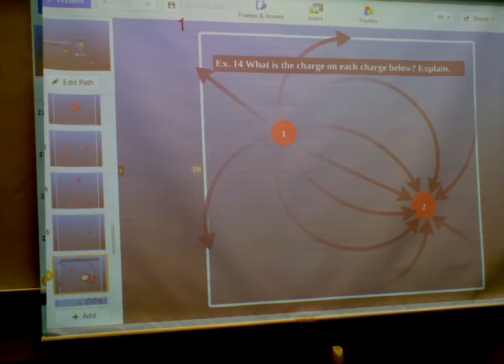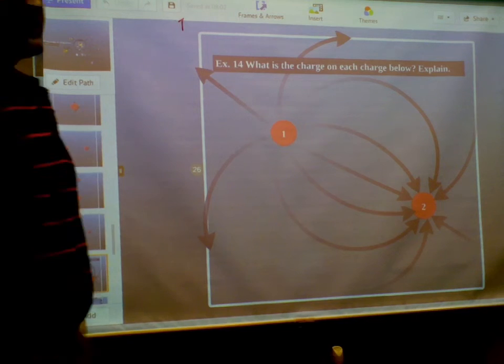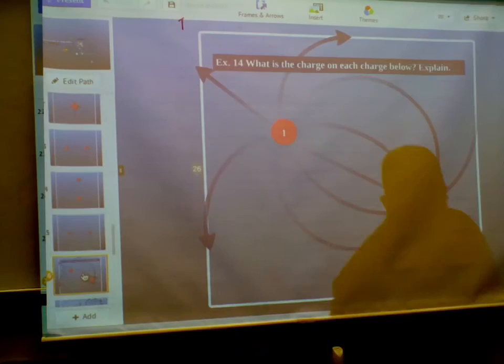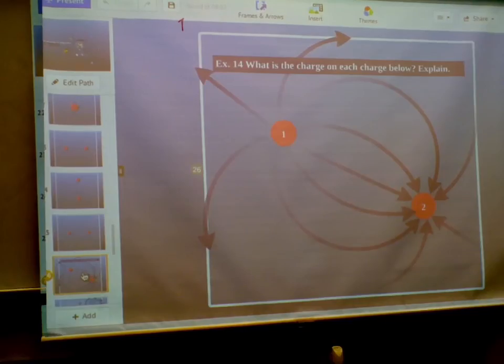I also want you to think how those charges relate to one another. How does the charge on one compare to the charge on two? How does the charge on two compare to the charge on one? We're talking negative and positive. There's also something else we're talking about. I think I'll give it away if I tell you.